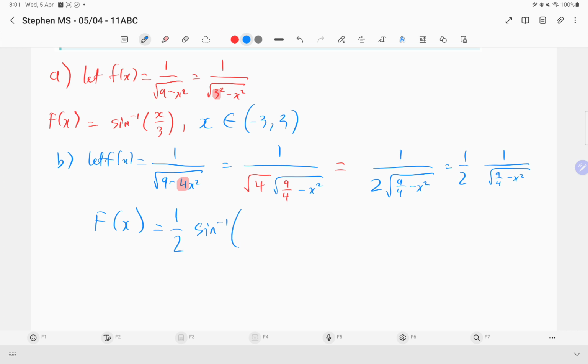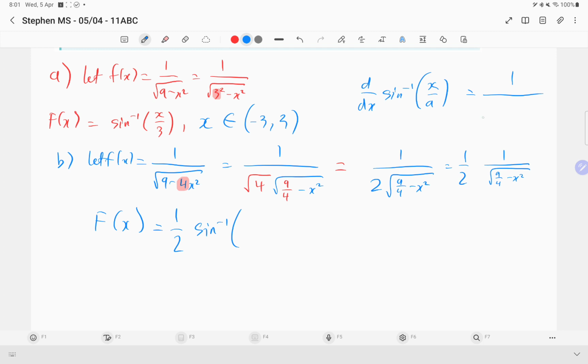4x on 9. No. So close. What's the formula? X on A, right? Yeah. So it's 4 on 9. No, not 4x on 9. Inverse sine of x on a, when you derive this, what do you get? Read the formula again. That would be what?